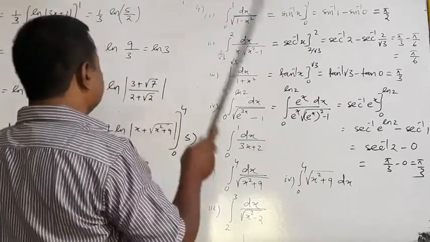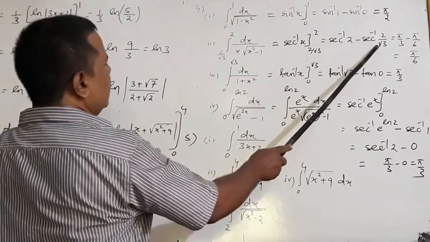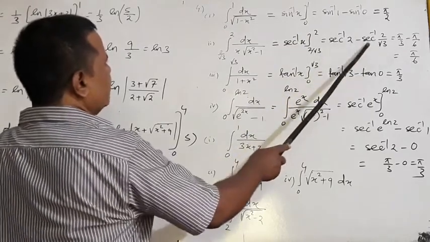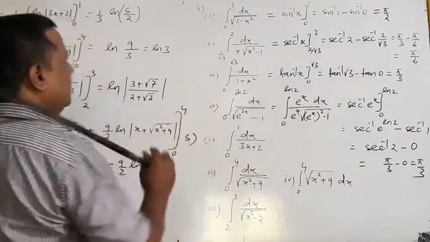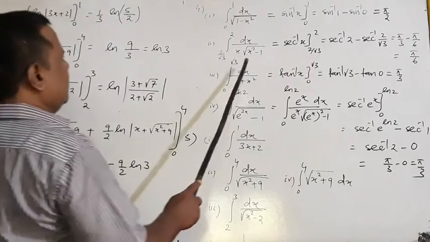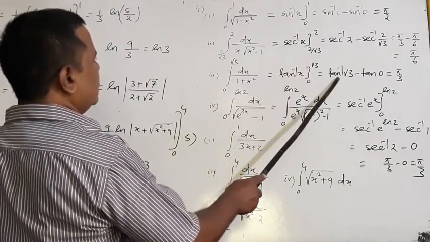It is sec inverse x, from root 2 to 2 by root 3. Sec inverse 2 minus sec inverse 2 by root 3. Sec inverse 2 is pi by 3, and sec inverse 2 by root 3 is pi by 6. Pi by 3 minus pi by 6 is pi by 6. Next, dx by 1 plus x square, it is tan inverse x, from 0 to root 3.